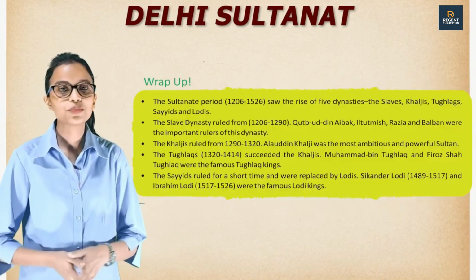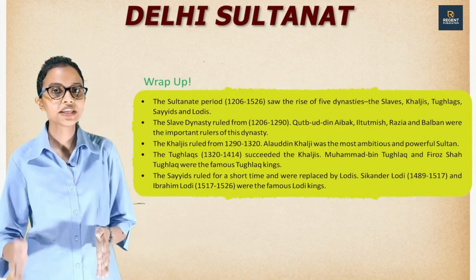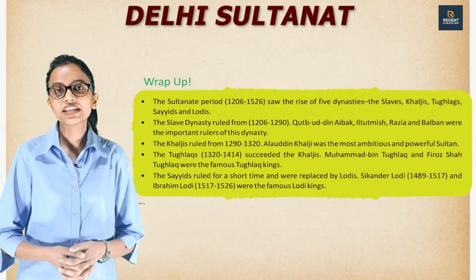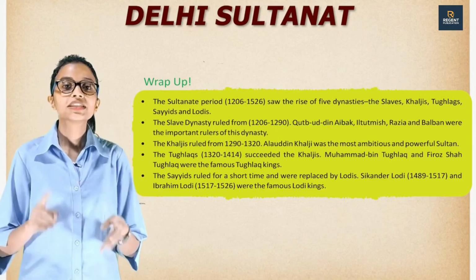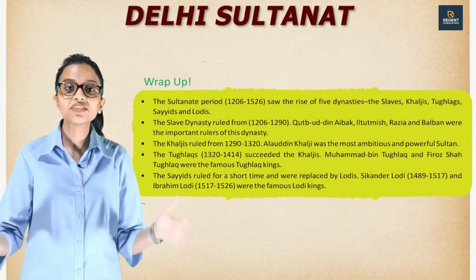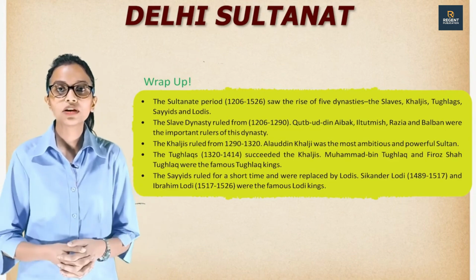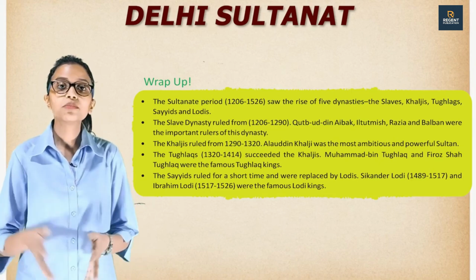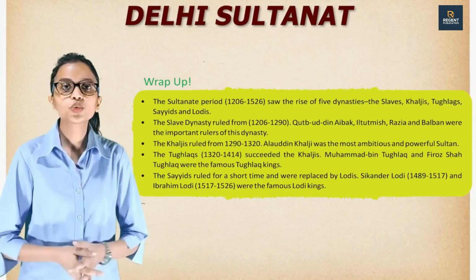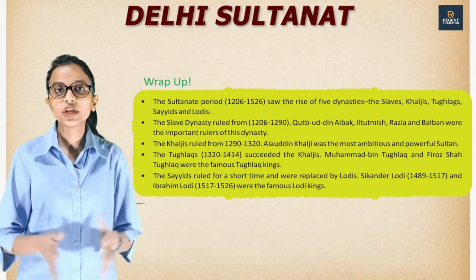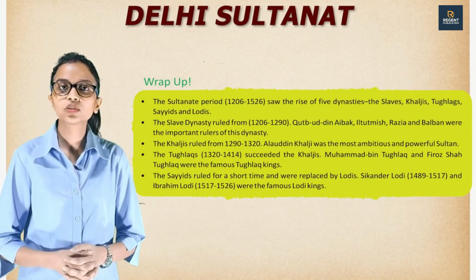So students, it's time to wrap up. The Sultanate period, 1206 to 1526, saw the rise of five dynasties: the Slaves, Khaljis, Tughlaqs, Sayyids and Lodis. The Slave dynasty ruled from 1206 to 1290. Qutubuddin Aibak, Iltutmish, Razia and Balban were the important rulers of this dynasty. The Khaljis ruled from 1290 to 1320. Alauddin Khalji was the most ambitious and powerful sultan.